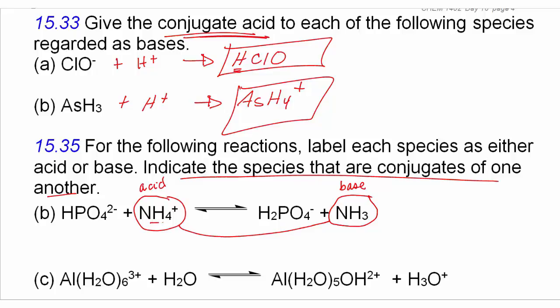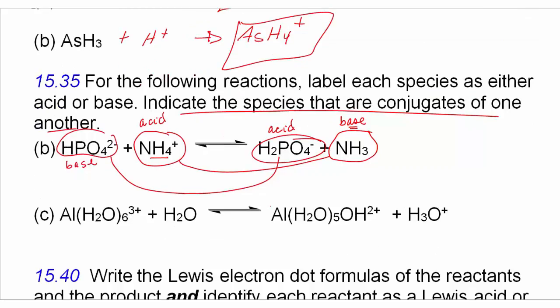If ammonium is acting like an acid, this hydrogen monohydrogen phosphate has to be acting like a base. And if ammonia is acting like a base, this has to be acting like an acid. Okay? So here's another conjugate pair. Do the same thing for C. Identify the conjugate acid-base pairs. Determine who's acting like a conjugate acid, who's acting like a conjugate base. And it'll all come together after that.